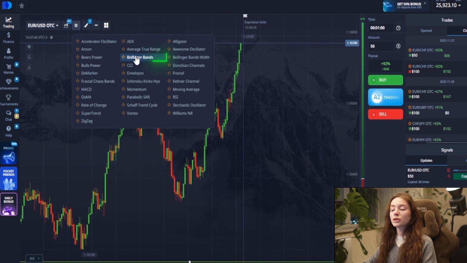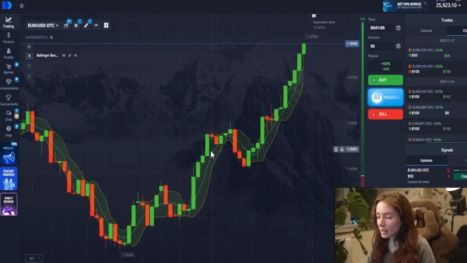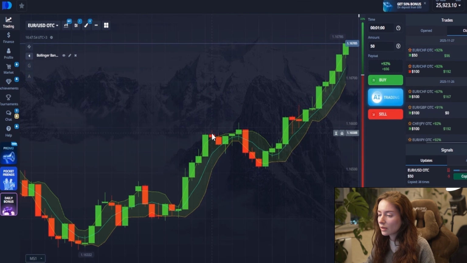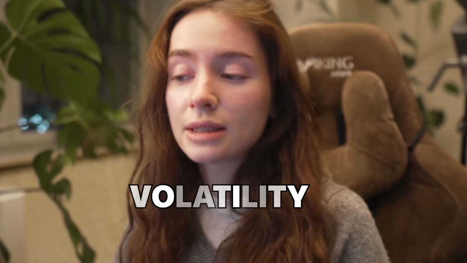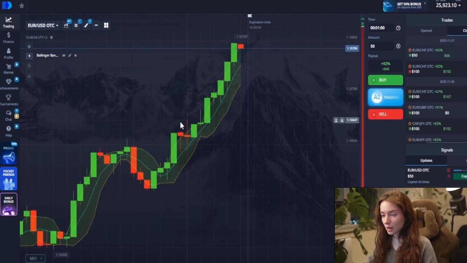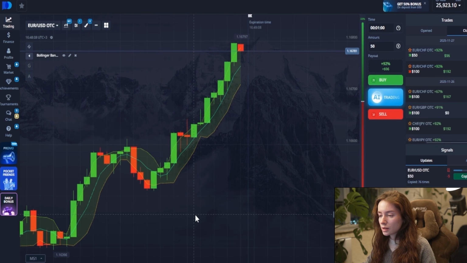The next indicator I want to talk about is called Bollinger Bands. We go to the indicators, find it here, open it, and we see these lines appear. These are bands that show volatility, the upper and lower bands around the price. Here you can see the average price as well as the upper and lower bands.